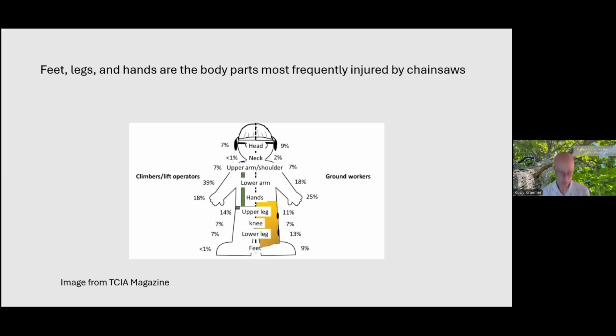Don't get too hung up on this slide. My point here is that feet, legs, and hands are the body parts most frequently injured by chainsaws. It's our extremities.